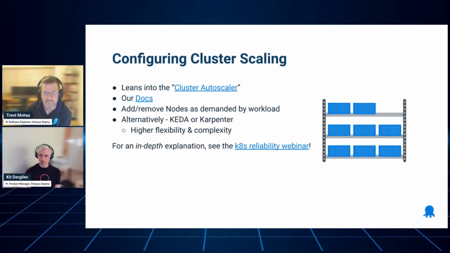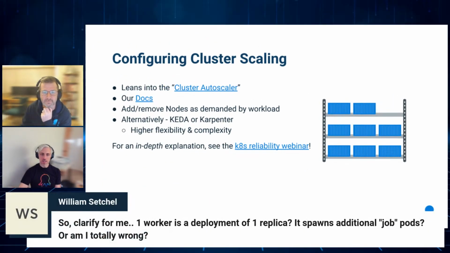Hey Trent, William is asking, so clarify to me, one worker's deployment of one replica, it spawns additional job pods, or I'm totally wrong? Perfect. So yes, our worker, that thin agent, is a deployment. So the pod itself may get destroyed, but the deployment will recreate it. Then each time Octopus says, please run a script, we'll spawn a very short-lived job pod to do that work. And once the work's complete, that pod will terminate and fall away again. So that is exactly what we're doing.